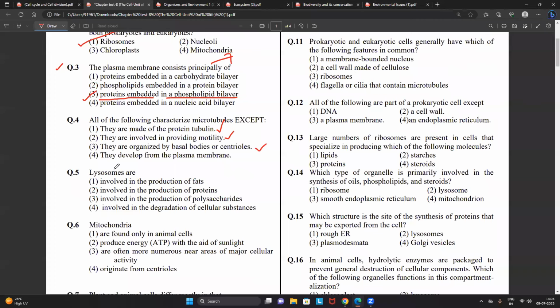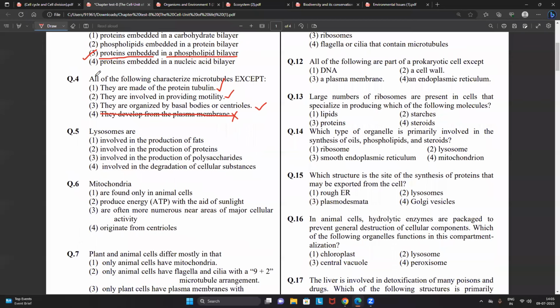Option 4 says that they are developing from where, friends? They are developing from the plasma membrane. That is a wrong statement, right? Microtubules are not at all developed from the plasma membrane. As we all know very well, all the microtubules are present in the cytoskeleton. In simple words, all the microtubules are present in the cytoplasm. They are never present in the plasma membrane. So option 4 will be the exception.